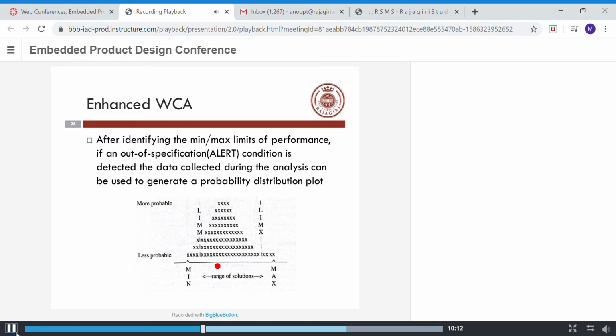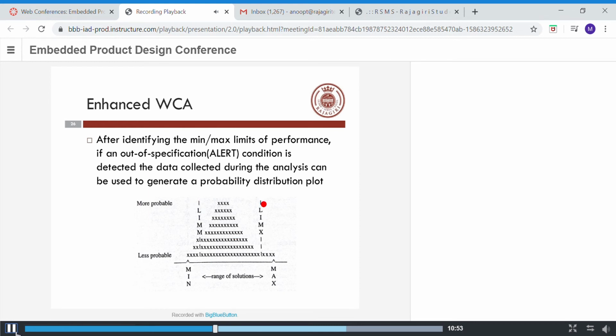This is the range of solutions which you get out of the equations that you have formed, and the probability of getting these particular solutions is measured, and the height of this particular graph gives you the probability value. The whole area of this particular graph is 1. So we will see what is the percentage of test case scenarios or values which go out of your maximum and minimum limit. This is something which is calculated when it comes to your enhanced WCA.